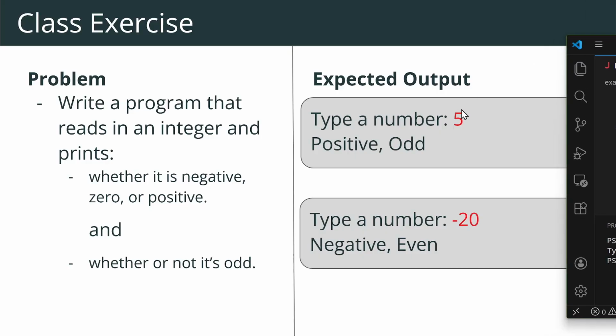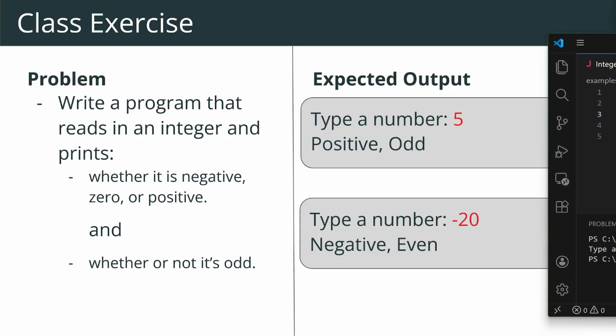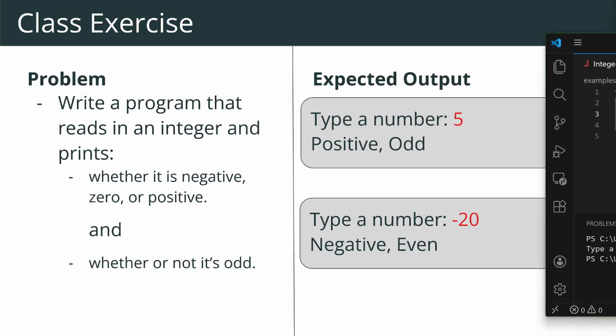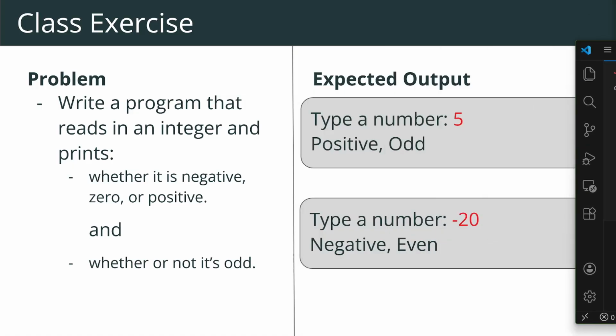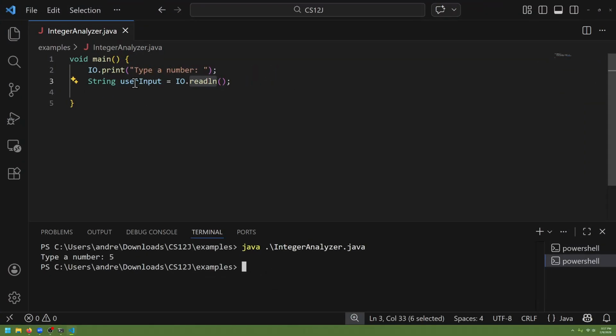Now we need to use that input and branch off into different scenarios. This first one, whether or not it's negative, positive, or 0, you can think of this as a tree with 3 branches. We are gonna need to compare numbers, by the way. It might be necessary to convert this string to a number.